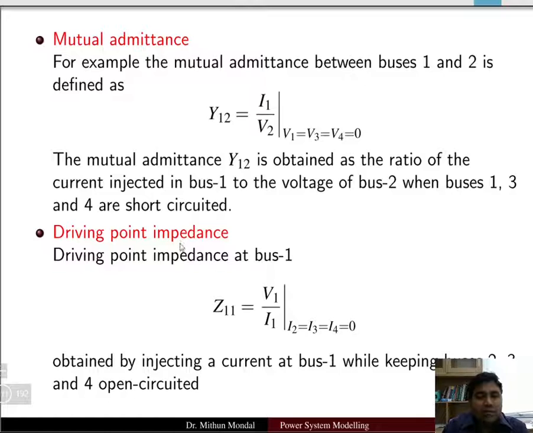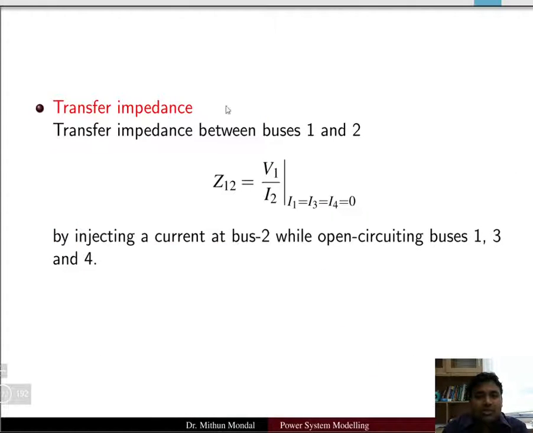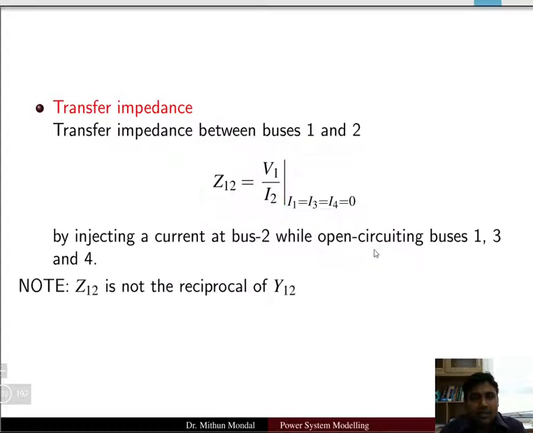Third term is driving point impedance. Driving point impedance Z11 is basically the input voltage by input current. So V1 is the input voltage, I1 is the input current. When the other bus currents I2, I3, I4 are 0, that is the meaning, this is open circuited. Bus number 2, 3 and 4 are open circuited. The fourth term is transfer impedance, that is Z12. Z12 is the ratio of voltage in bus number 1 to current in bus number 2, where the currents in bus number 1, 3 and 4 are 0, that is they are open circuited. Bus number 1, 3 and 4 are open circuited.